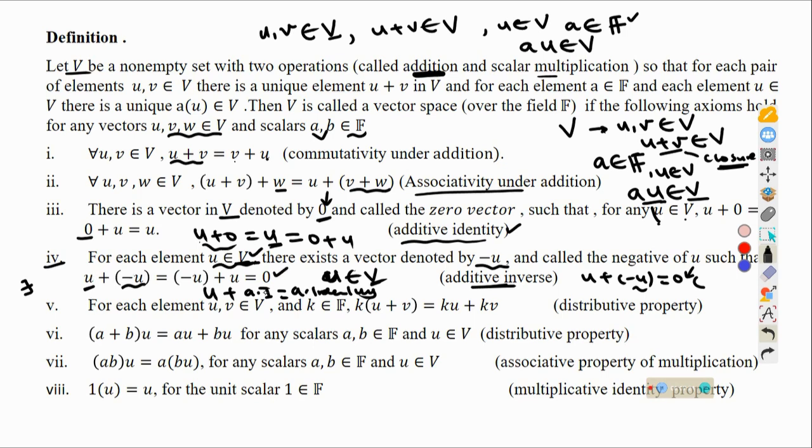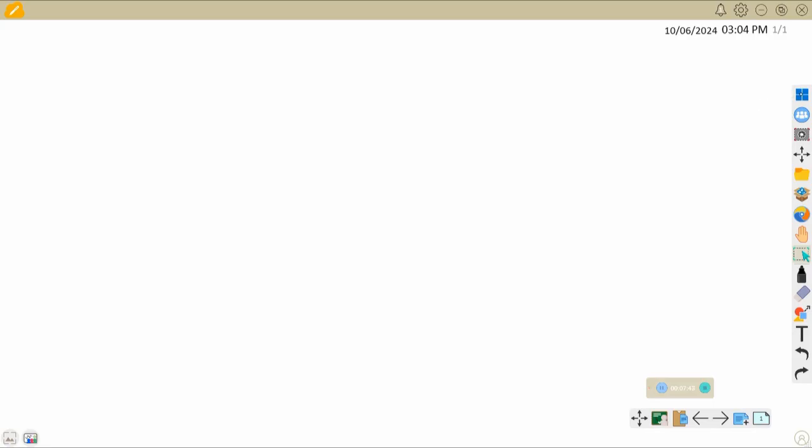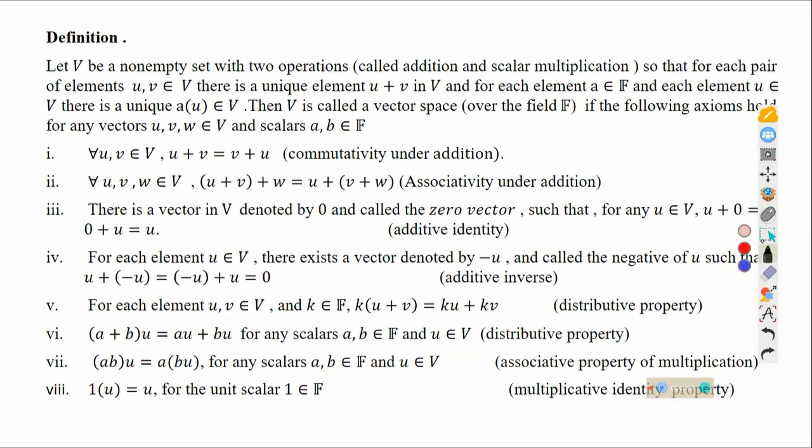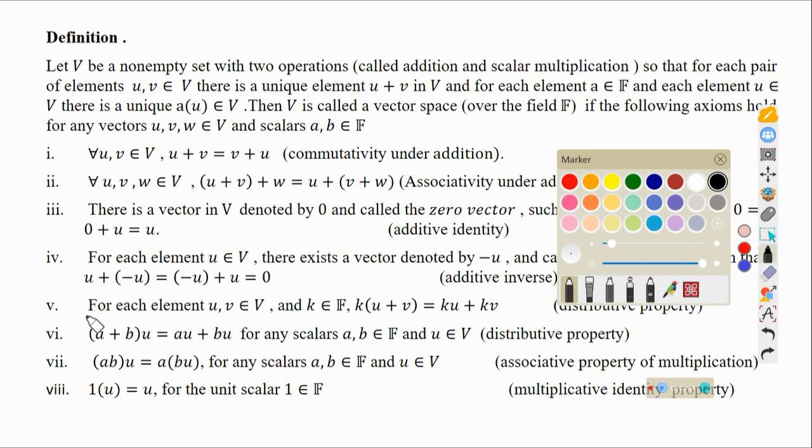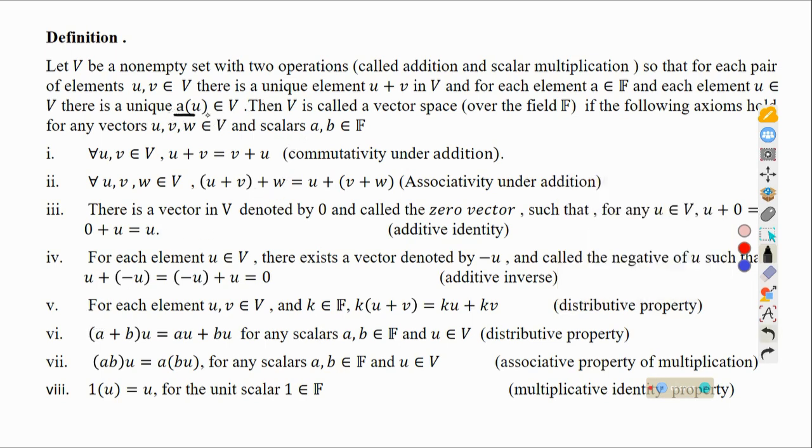So that is axioms 1, 2, 3, and 4. These are axioms associated with addition. Then we talk about some other axioms associated with what we call scalar multiplication. To talk about axioms associated with scalar multiplication, we have already defined the closure under scalar multiplication. So the next one: if you pick two elements, u and v.